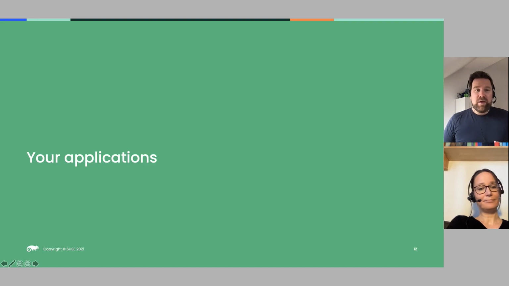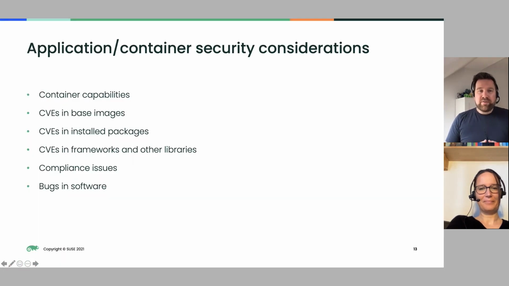Because also there, in your containerized applications and in the container images you build, there can be lots of security vulnerabilities. It could be that your containers just request way too many capabilities. Does your application really need to access the network stack of the host machine? Does your application really need root? Maybe there are already known CVEs in the base images that you're using for your containers, in the packages you are installing there, or maybe in the frameworks and libraries you're using in your software.